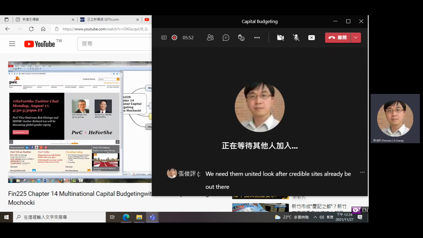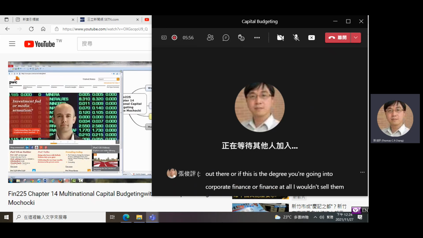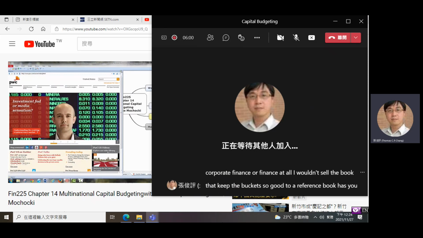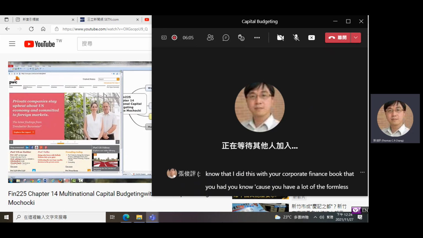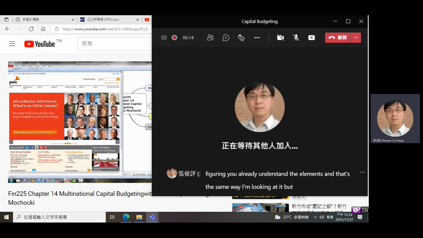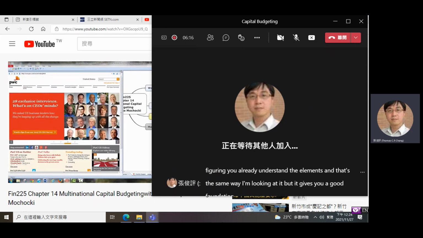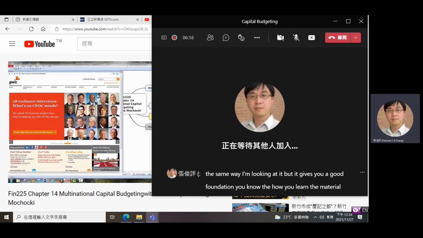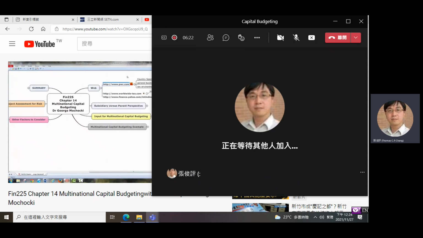Or if this is the degree you're going into, corporate finance or finance as a whole, I wouldn't sell the book. I'd keep the book. It's a good reference book. Tie this with your corporate finance book, because you have a lot of the formulas there, and they just bring them over into this international finance, figuring you already understand the elements. It's the same way I'm looking at it. It gives you a good foundation. How you learn the material is how it'll come back to you when you have to study it or try to retrieve it later. All right, so you have that one, so we'll turn that off.